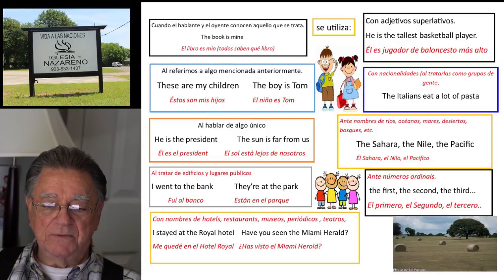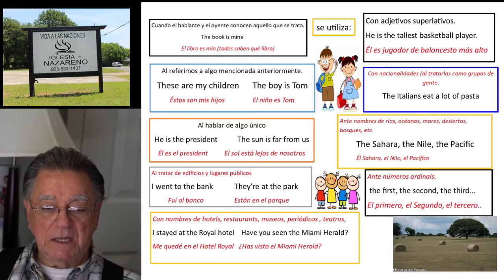And then we have, the sun is far from us. El sol está lejos de nosotros. So we use the sun. Not a sun, but the sun. We know what sun it is in our world that we live in, el planeta que vivimos. The sun. Okay, go to the next box.